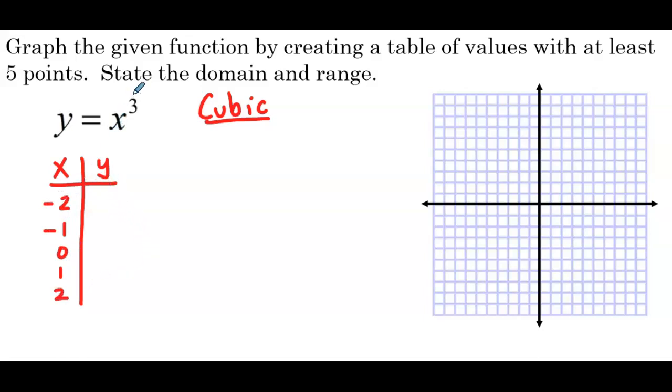So negative 2 quantity cubed is negative 8. Negative 1 quantity cubed is negative 1. 0 cubed is 0. 1 cubed is 1. 2 cubed is 8. So we can plot our 5 points. So negative 2, negative 8. Negative 1, negative 1. 0, 0. 1, 1. And 2, 8.